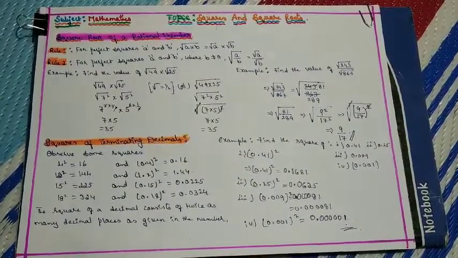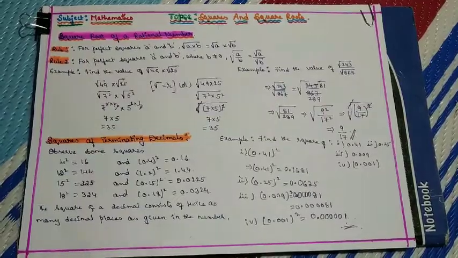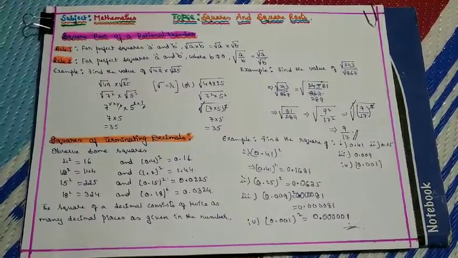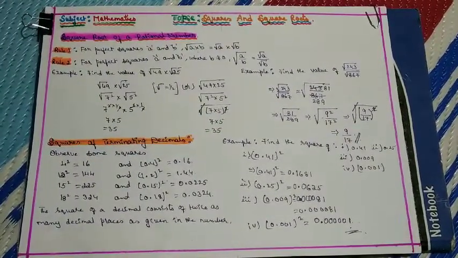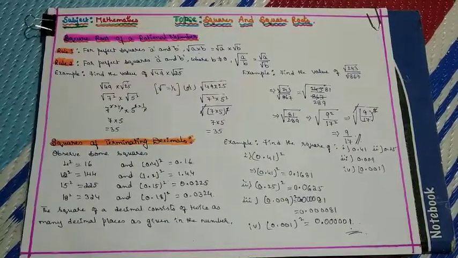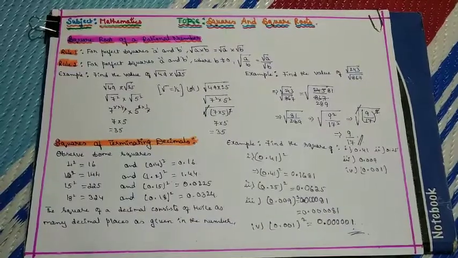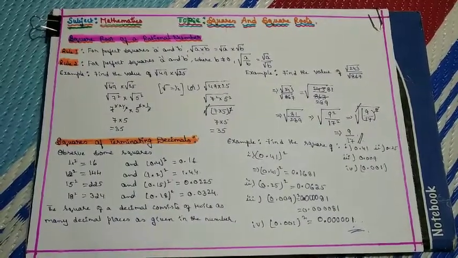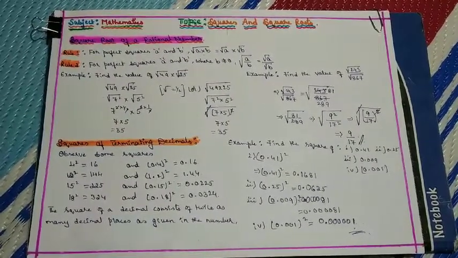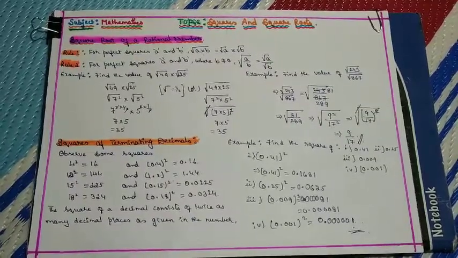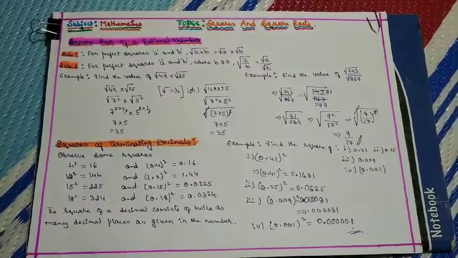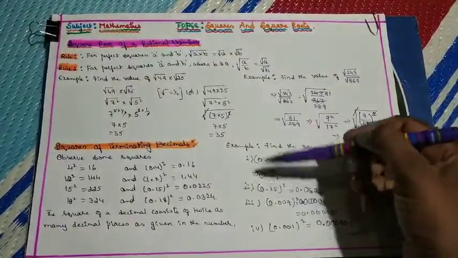In today's class, I have discussed two concepts, that is square root of a rational number and squares of terminating decimals. There are 3 more concepts before we start worksheet 5. But if all the concepts are discussed together, you may get confused. So we'll start worksheet 5 and solve the questions which are related to these two concepts.